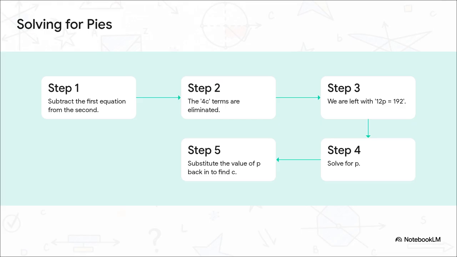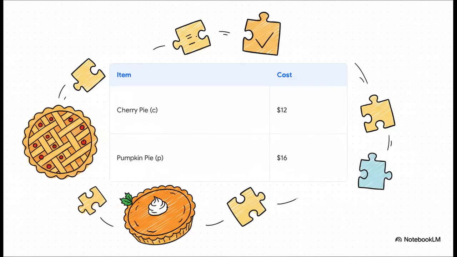All we have to do is subtract the entire top equation from the bottom one. The 4C minus 4C cancels right out, and we're left with a much, much simpler equation. 12P equals 192. Now, finding the price of a pumpkin pie is just one step away. And there we have it. Boom! A pumpkin pie costs $16. We plug that back into one of the original equations, and we find out a cherry pie costs $12.